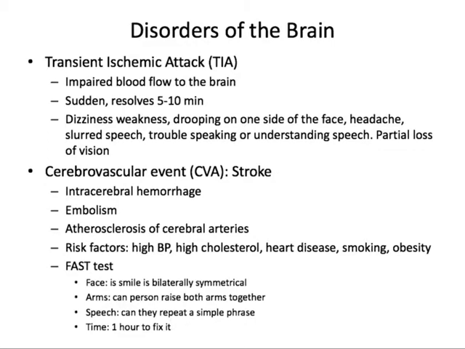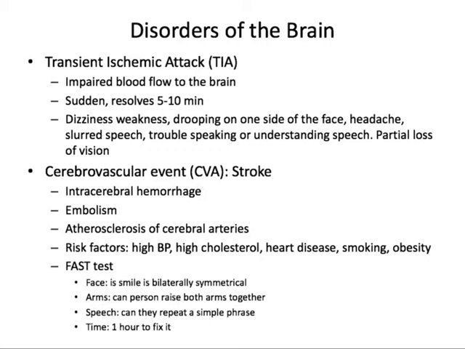All right, so some disorders of the brain we need to talk about. The first one is called transient ischemic attack, or TIA, and this is where you have impaired blood flow to the brain. So the brain isn't getting blood, it's also obviously not getting any oxygen. This happens very suddenly, so it's not like you feel it coming on or anything. One minute you're fine, the next minute you're having all these problems. And really the hallmark of this is that it usually resolves very quickly as well. It only lasts about 5 to 10 minutes. And it really seems to present as a stroke. You have dizziness, weakness, you can't speak, sometimes you can't understand speech, you can have drooping on one side of the face, you can have a headache, and either loss of vision or blurred vision. But again, it resolves fairly quickly.